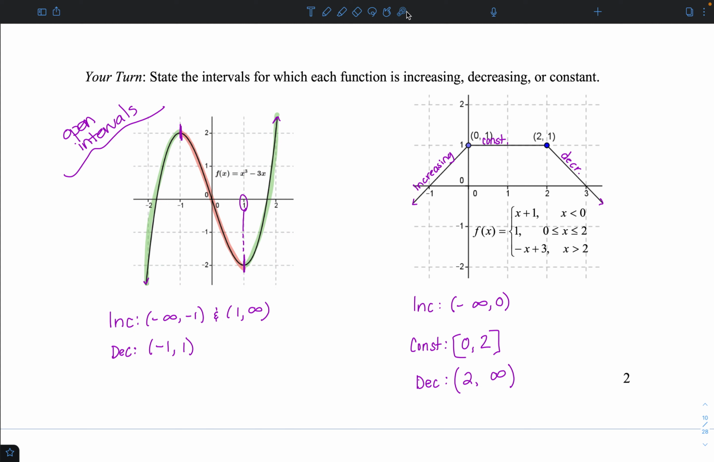And then we say, okay, but now I have this portion in the middle. The portion in the middle has a negative slope. It is decreasing. So I put decreasing, and then again we go by x value. So here's where it's starting at -1, ending at +1. All right, so take a moment, try this last your turn, and then come back and check your answers.